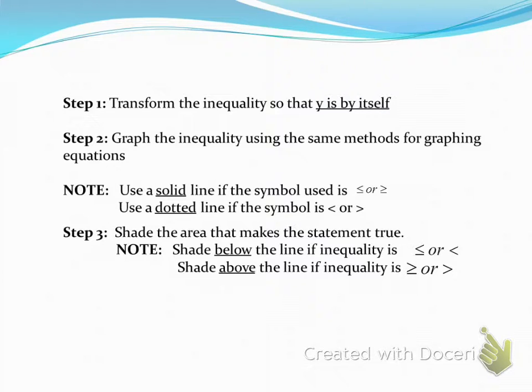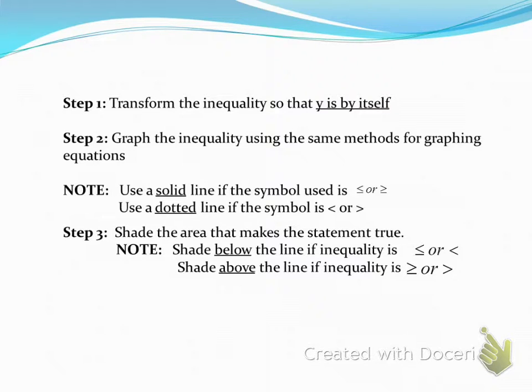When we graph our line, we use a solid line if our symbol is less than or equal to or greater than or equal to. So if it has that little equal to bar under it, we use a solid line, kind of like when we did it on the number line, we used a closed circle. Same idea, solid line if it has the equal to bar. We use a dotted line if it doesn't have the equal to bar, similar to how we used an open circle on the number lines.